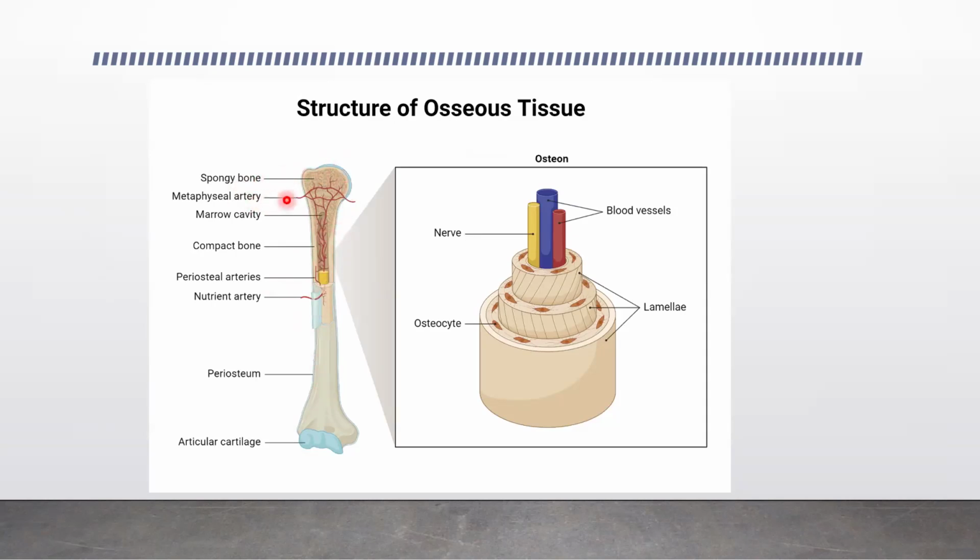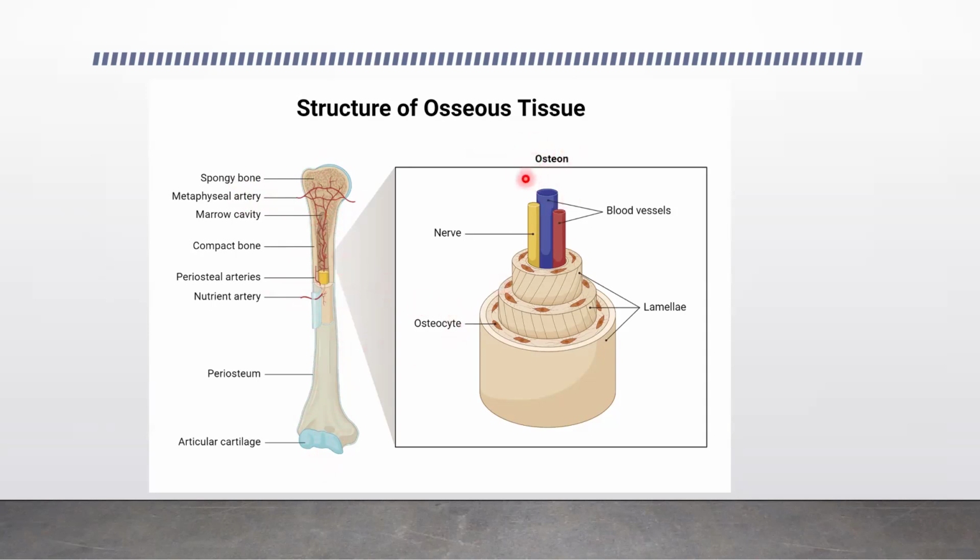Then you'll appreciate you'll have metaphyseal arteries. These metaphyseal arteries will be coming from nearby arteries. Another point to appreciate is that we'll also have diffusion supplying the bone in terms of nutrition and also removal of waste. We now go down to the osteon.